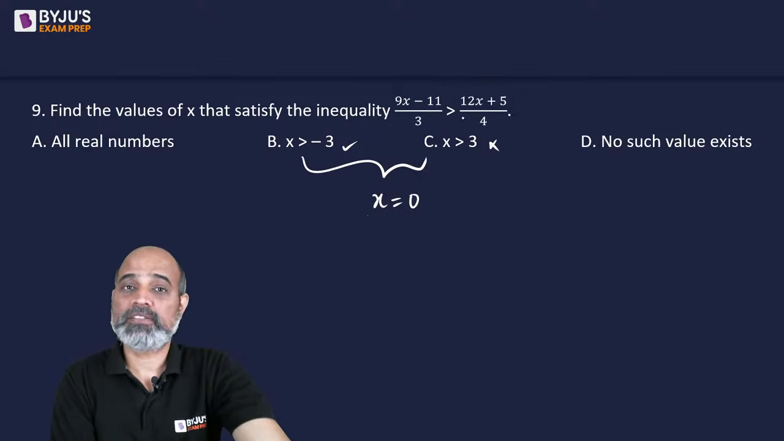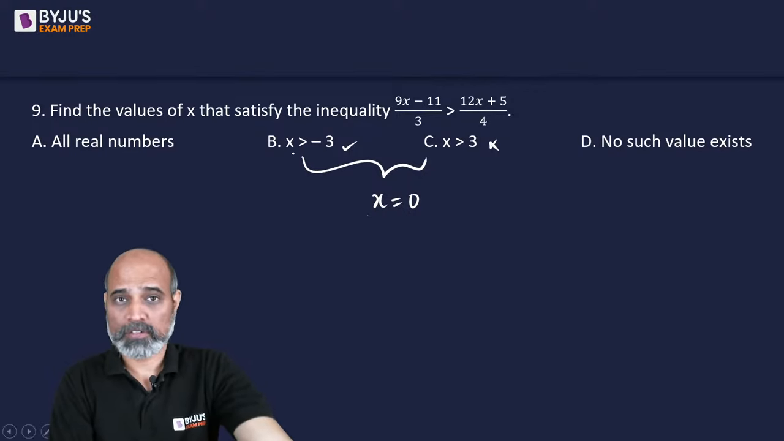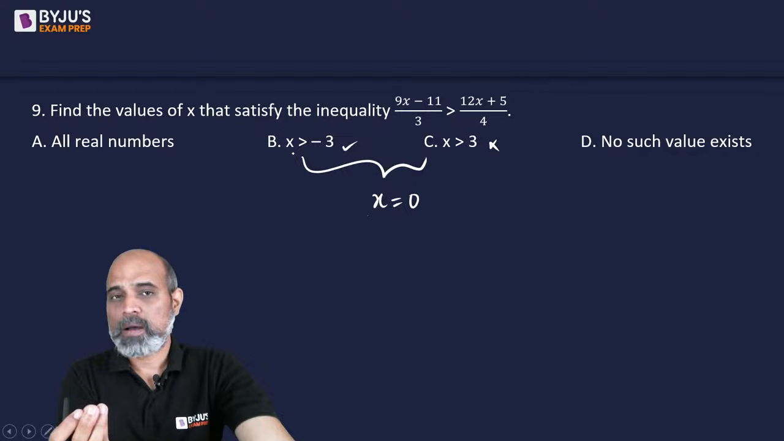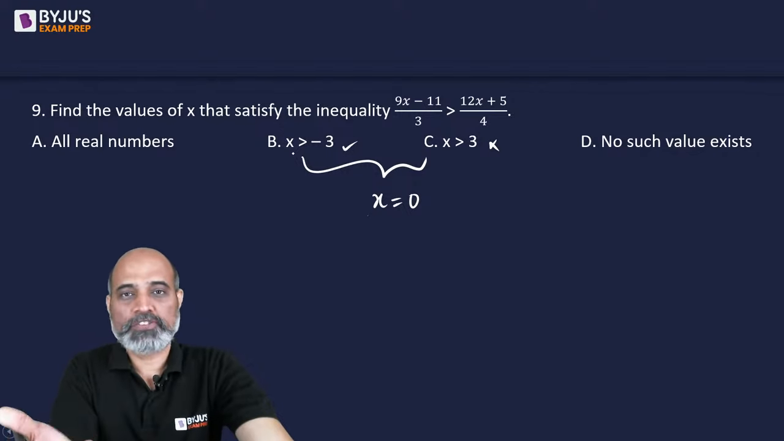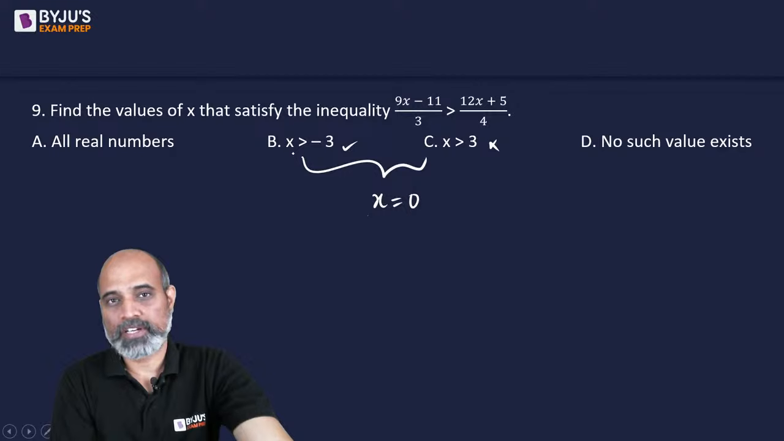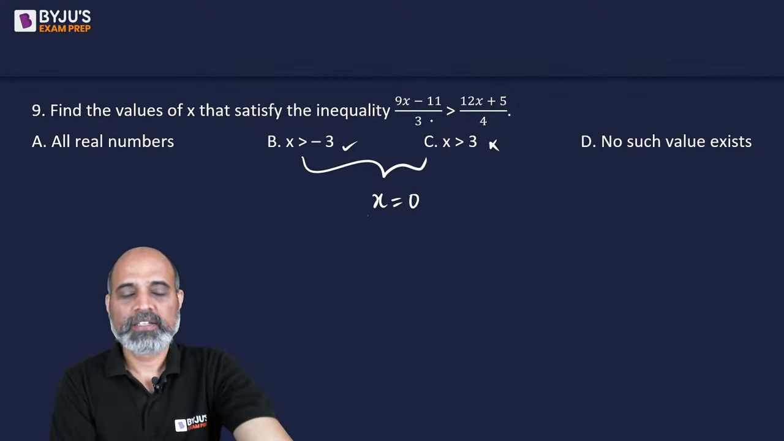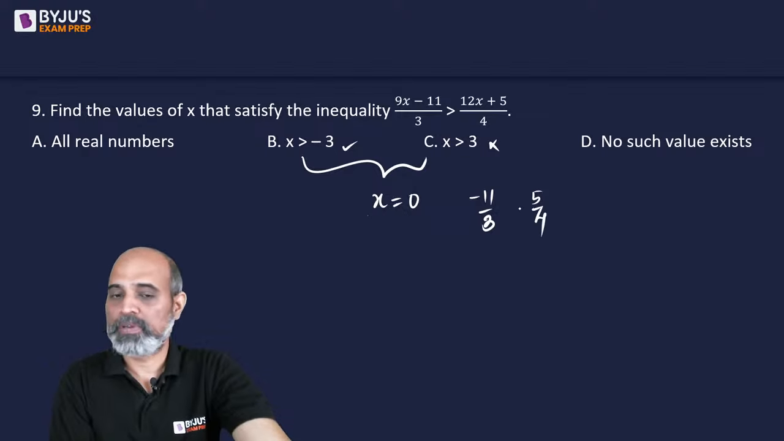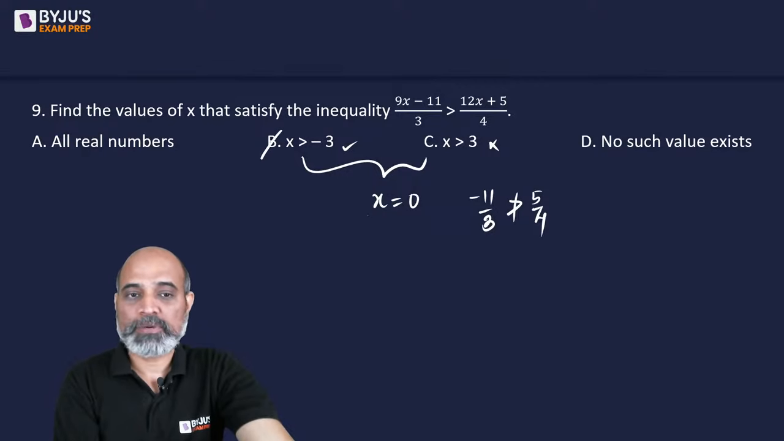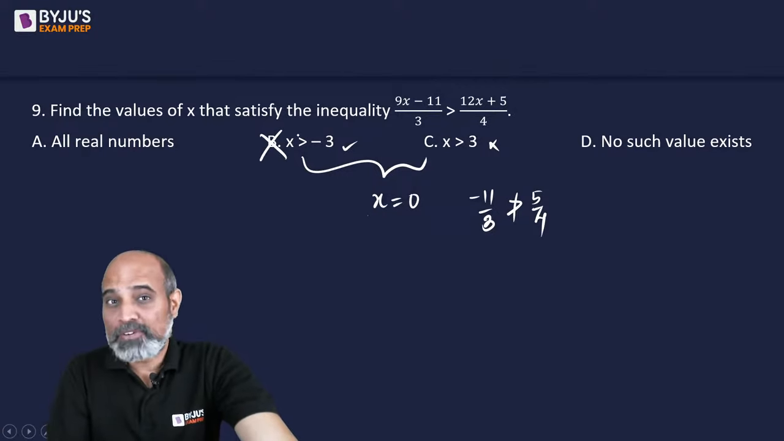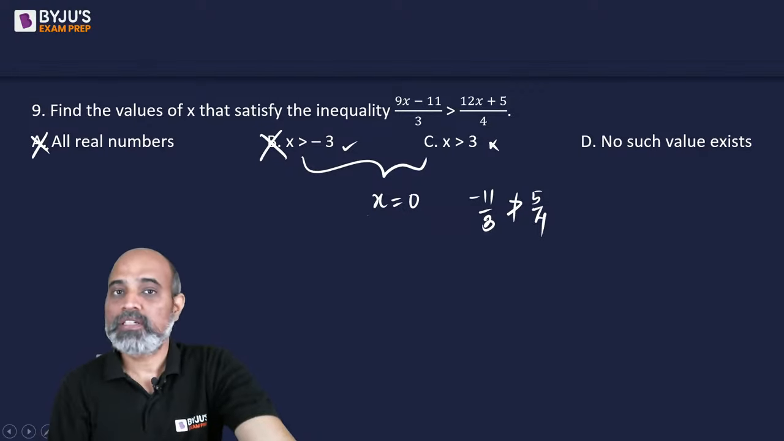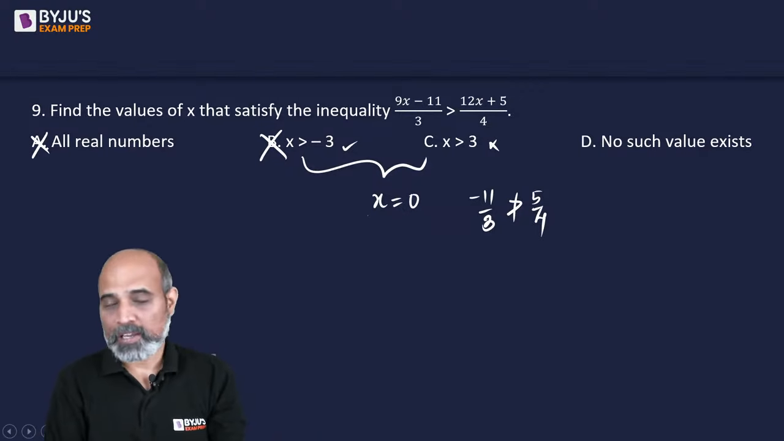So if 0 satisfies, then B should be the answer, should be the option. B could be the option, sorry, because when you put 0 and 0 satisfies, it should exist in the final inequality, final range of values, right? So if I put 0 here, this will give us -11/3 on the left hand side, and on the right hand side we will get 5/4, which definitely is not greater, right? So 0 is not an acceptable value, so B is gone. And since one value doesn't exist, then all real numbers is also not possible, because 0 did not work. 0 is a real number.